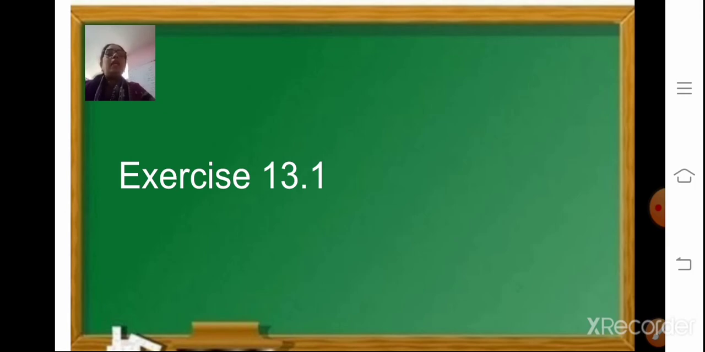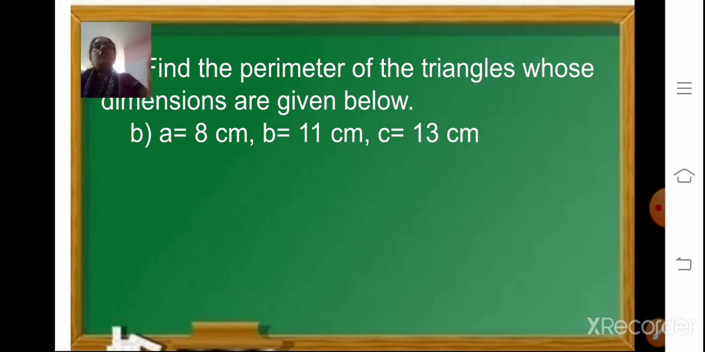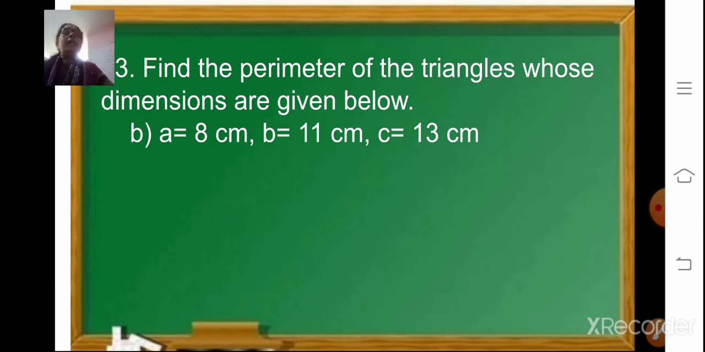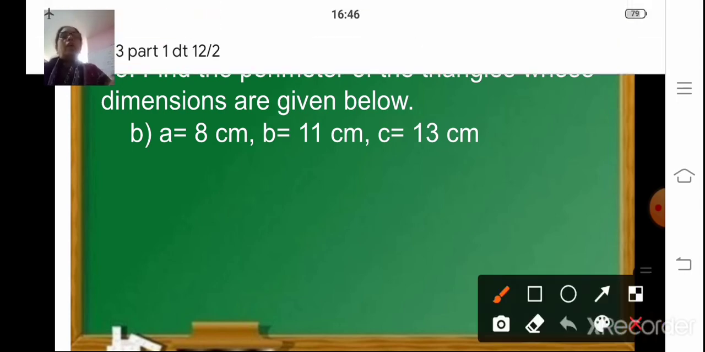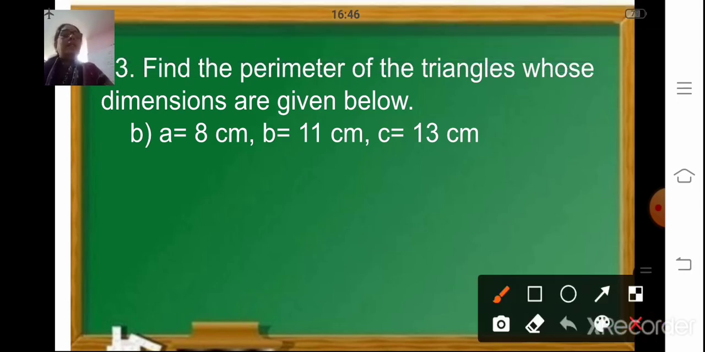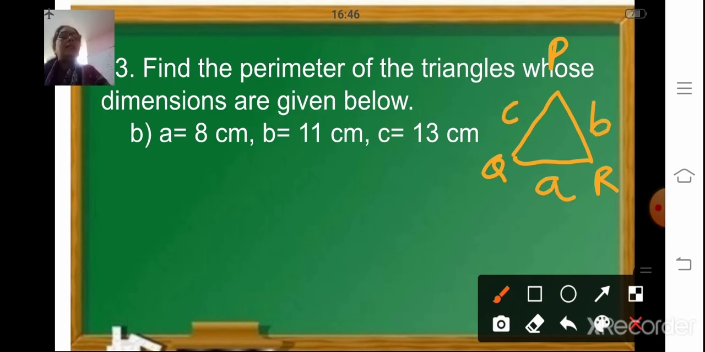Now let us come to the exercise sums of our textbook. You start solving, children, in your notebook. Okay, now here it is. Find the perimeter of the triangles whose dimensions are given below. Now side A is 8 centimeter. Now suppose if I draw a small triangle here and name it as P, Q, R. Let me take this side as A, this side as B and this side as C.